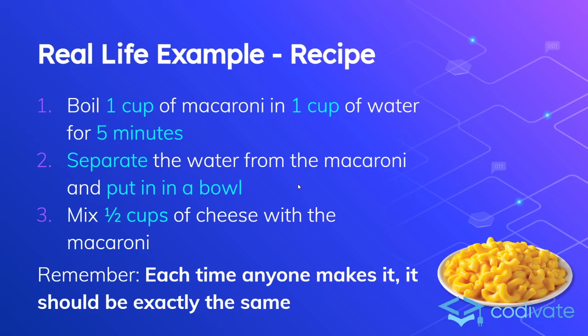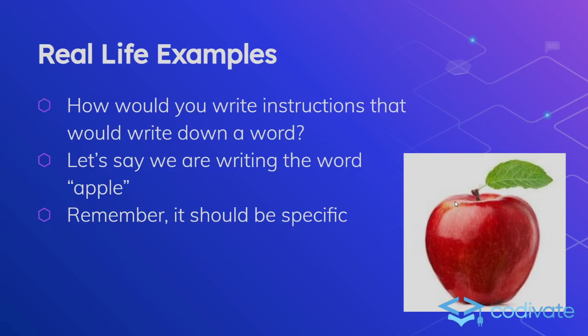So, here's one recipe. Boil 1 cup of macaroni in 1 cup of water for 5 minutes. Separate the water from the macaroni and put it in a bowl. Mix 1/2 cups of cheese with the macaroni. Remember, every time someone makes this, it should be exactly the same. So, I wrote down the exact amounts of everything and how long you should do those things for. Now, obviously people won't be perfect and make all the macaroni and cheese the exact same way. But if a robot did this, maybe they would.